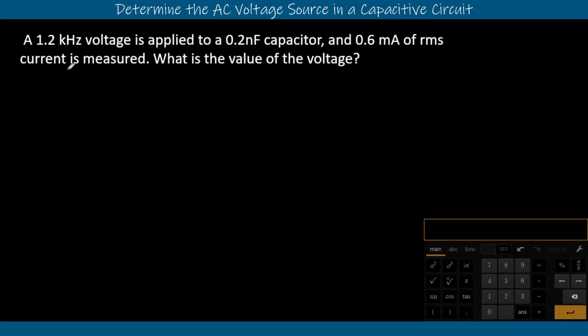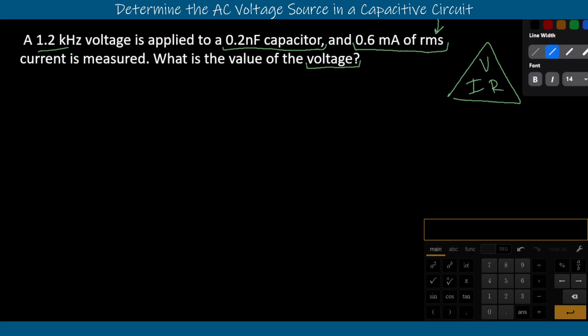In this example, we are going to look at how to determine the voltage source when we're given the frequency, a capacitor, and the current running through that capacitor in RMS. So the first thing we need to do is figure out what we're actually looking for. We know that voltage comes from Ohm's law. So we'll grab our Ohm's law, voltage, current, and resistance, and figure out how we're going to get to voltage from these values.